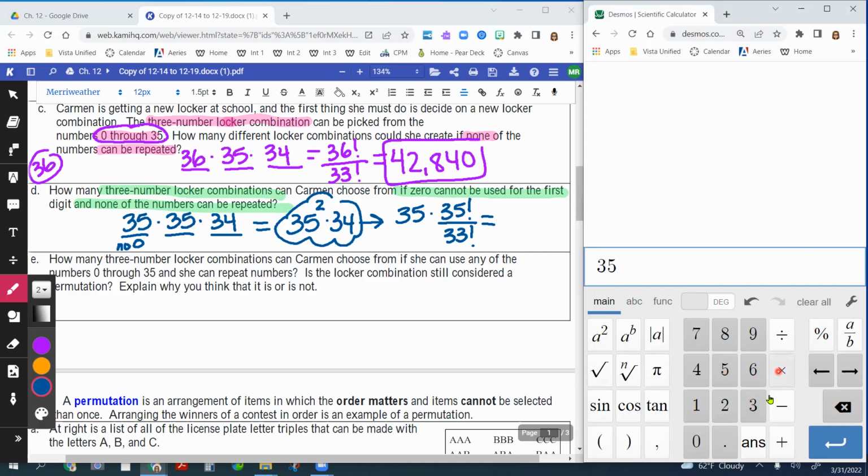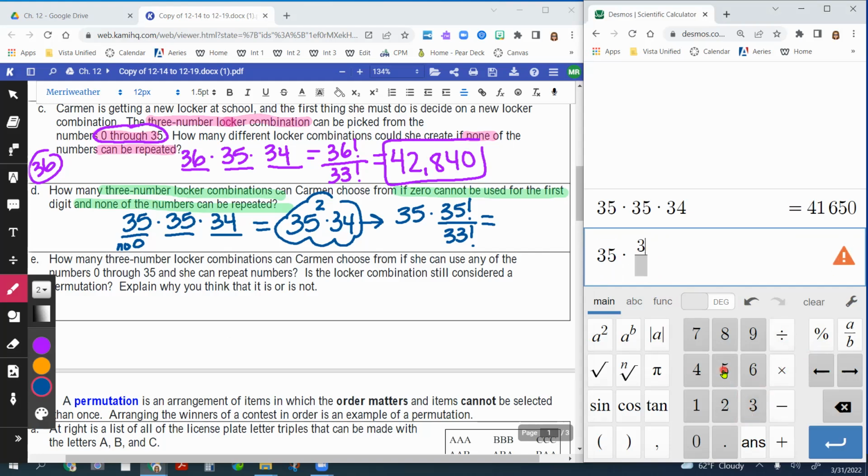So 35 times 35 times 34. Okay, and obviously 35 squared times 34 is going to give me that. Or 35 times, and then I'm going to do a fraction, 35 factorial over 33 factorial is going to give me the same answer. So it's going to be 41,650.